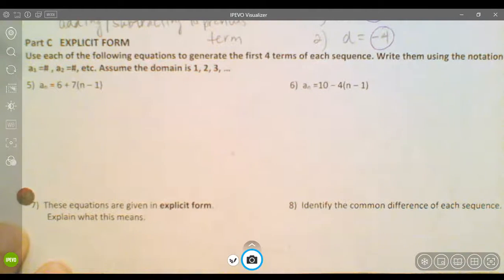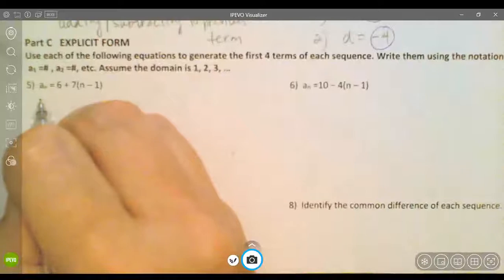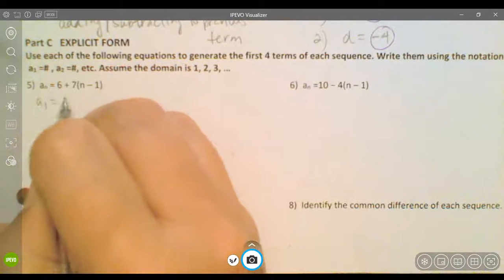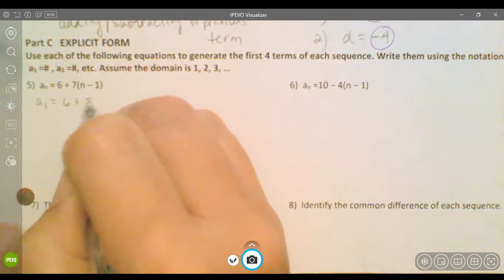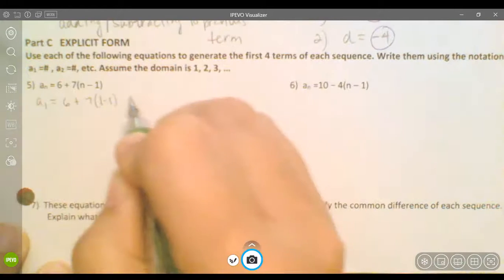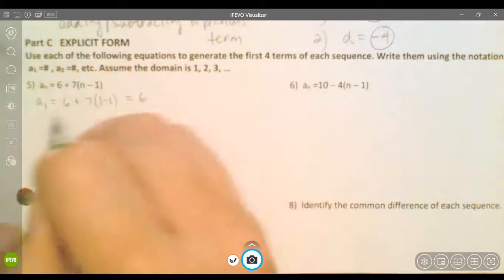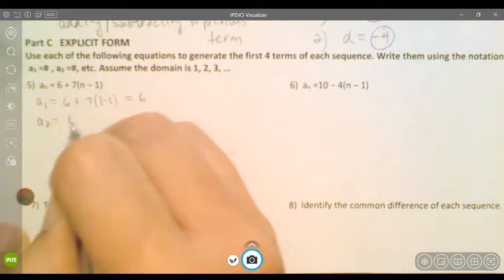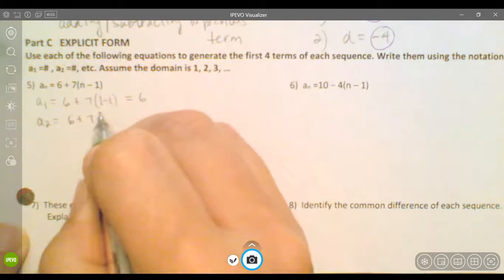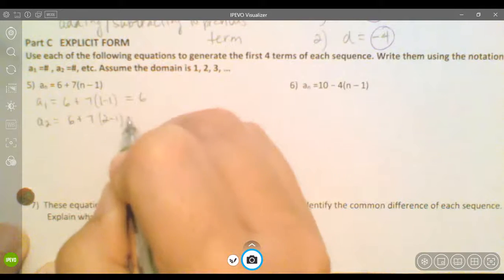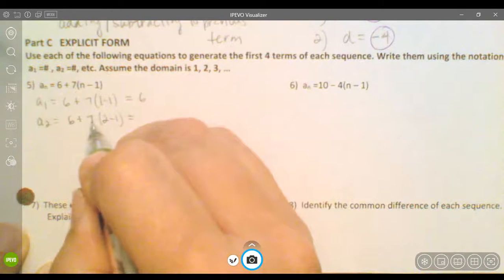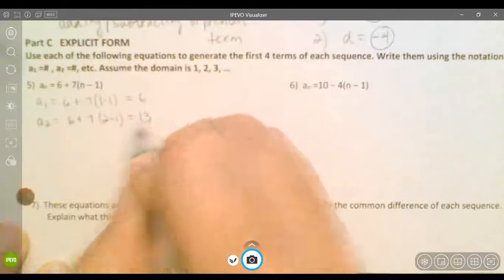Write them using the notation. Assume the domain is 1, 2, and 3. So that means let's look at term 1. So we're going to substitute 1. 0 times 7 is 0 plus 6 is 6. So 6 plus 7 stays the same. N is 2 now to find the second term. 1 times 7, 7 plus 6.